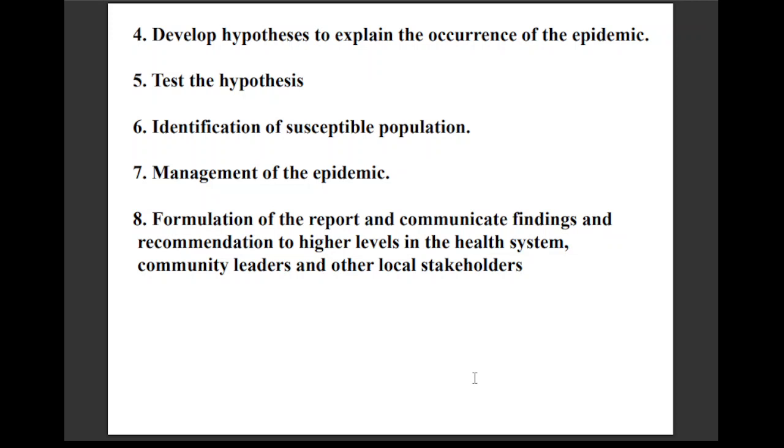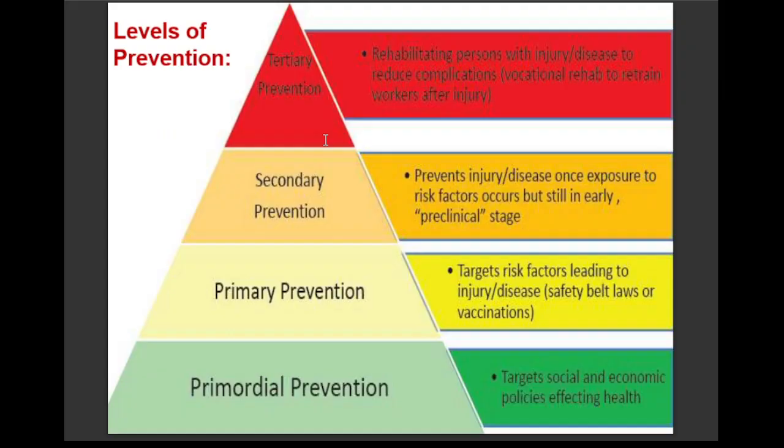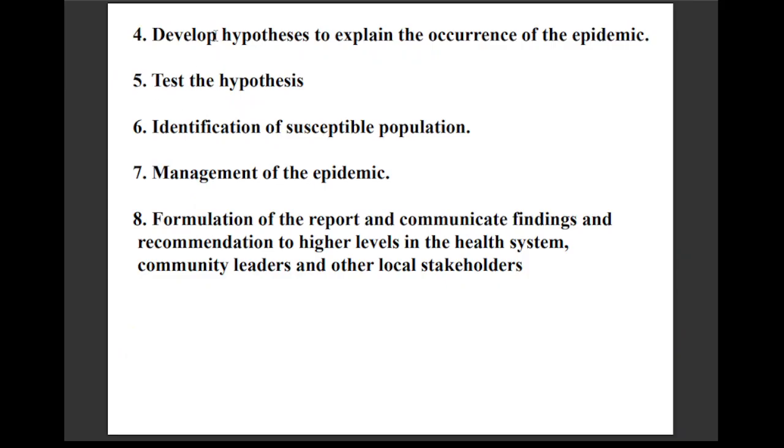Next, after doing all these things, what is the further investigation step? We have to develop a hypothesis to explain the occurrence of that epidemic. So what is that hypothesis? That hypothesis is based upon the time, place, person, the existence of that particular disease, the past data, and the causative agent, how it causes or what it leads to. Next, after proposing a hypothesis, say we have developed a hypothesis. So what can be a hypothesis?